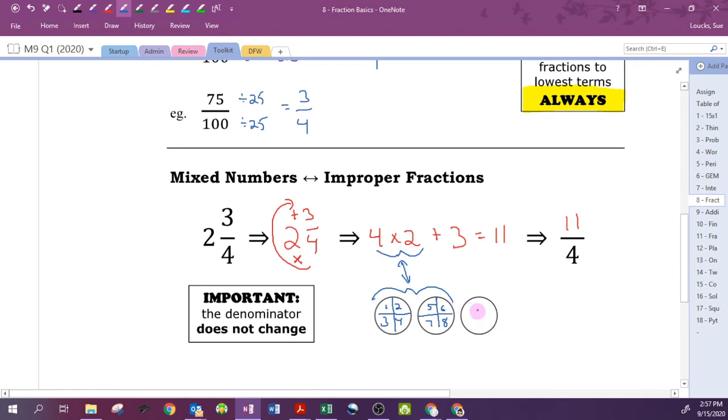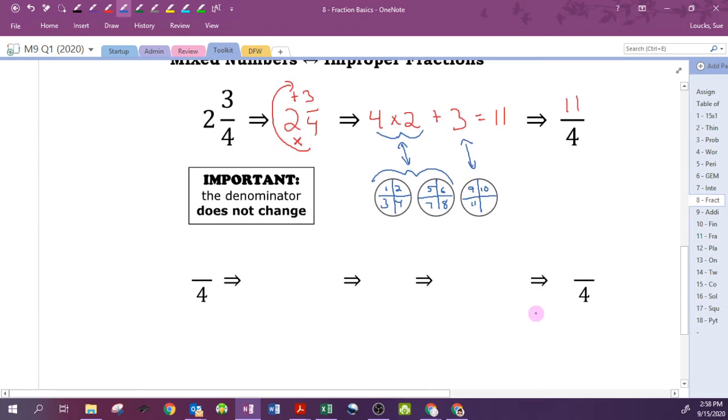And then we are using 3 more quarters. So this is cut into 4, and I'm going to use 3 of them, and I'm going to number them 9, 10, and 11. So that's the 3 more, okay? So I have a total of 11 quarters, okay? That's how that works. Now going the other way is a little bit more complicated.